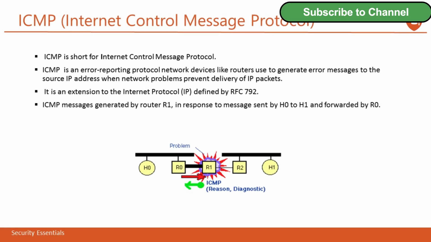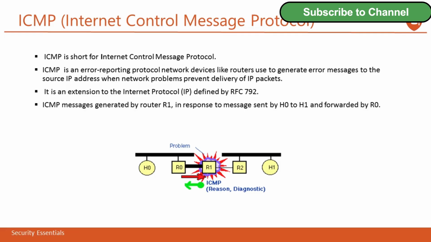So next is ICMP, Internet Control Message Protocol. ICMP is used by network devices like routers, as an error reporting protocol, to generate error messages to the source IP address when network problems prevent delivery of IP packets. It is an extension to the Internet Protocol defined by RFC 792.